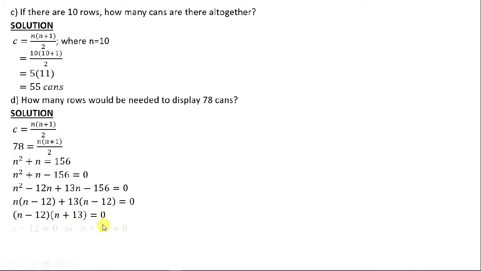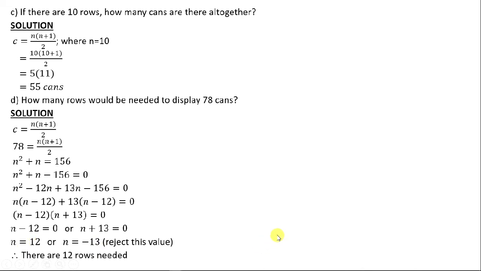Then we'll solve for n. So our n minus 12 is equals to 0, or n plus 13 is equals to 0. We'll transpose the negative 12, it will become a positive. Transpose the positive 13, it will become a negative. So we'll say n is equals to 12, or n is equals to negative 13. So we'll reject the negative value and we'll use the positive one. Therefore, there are 12 rows needed so that 78 canes are displayed.